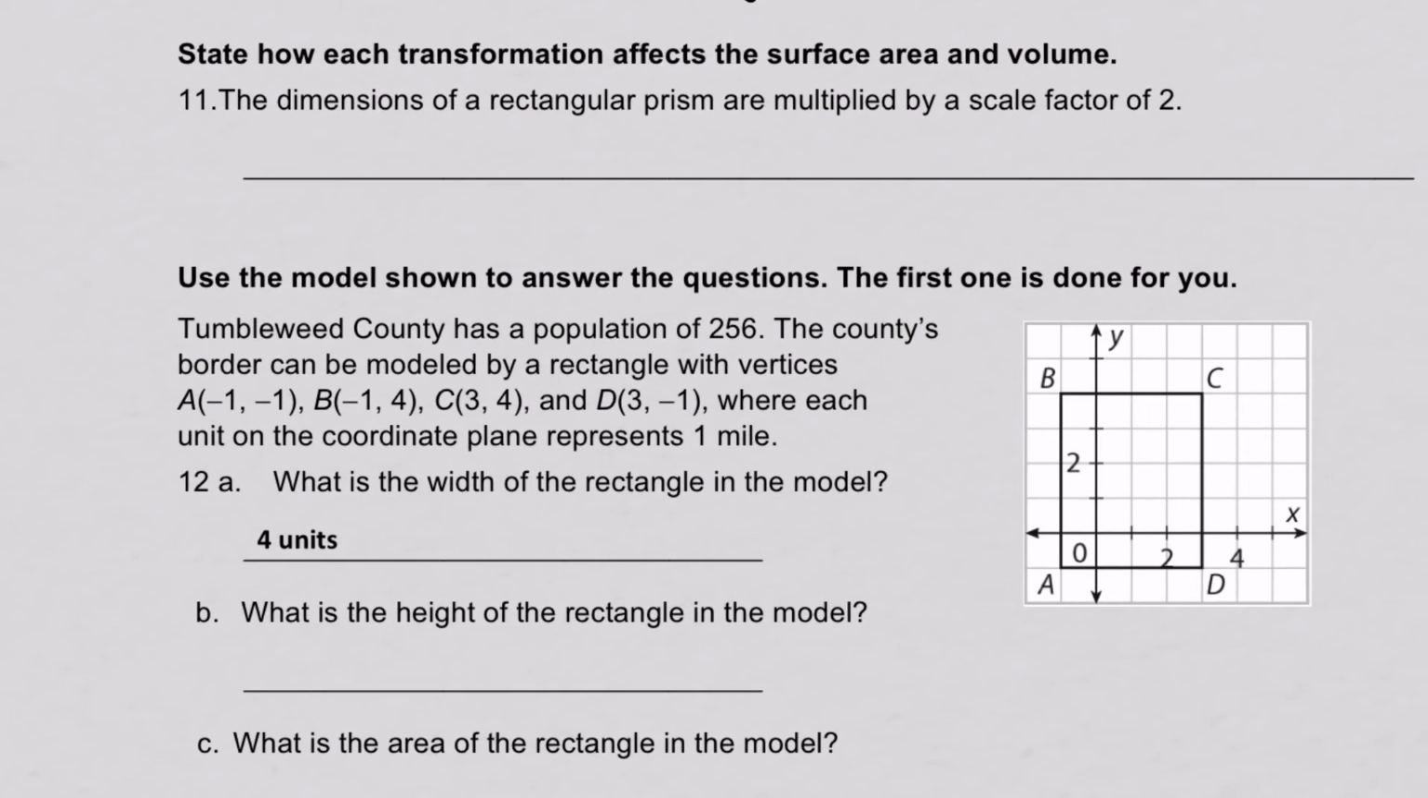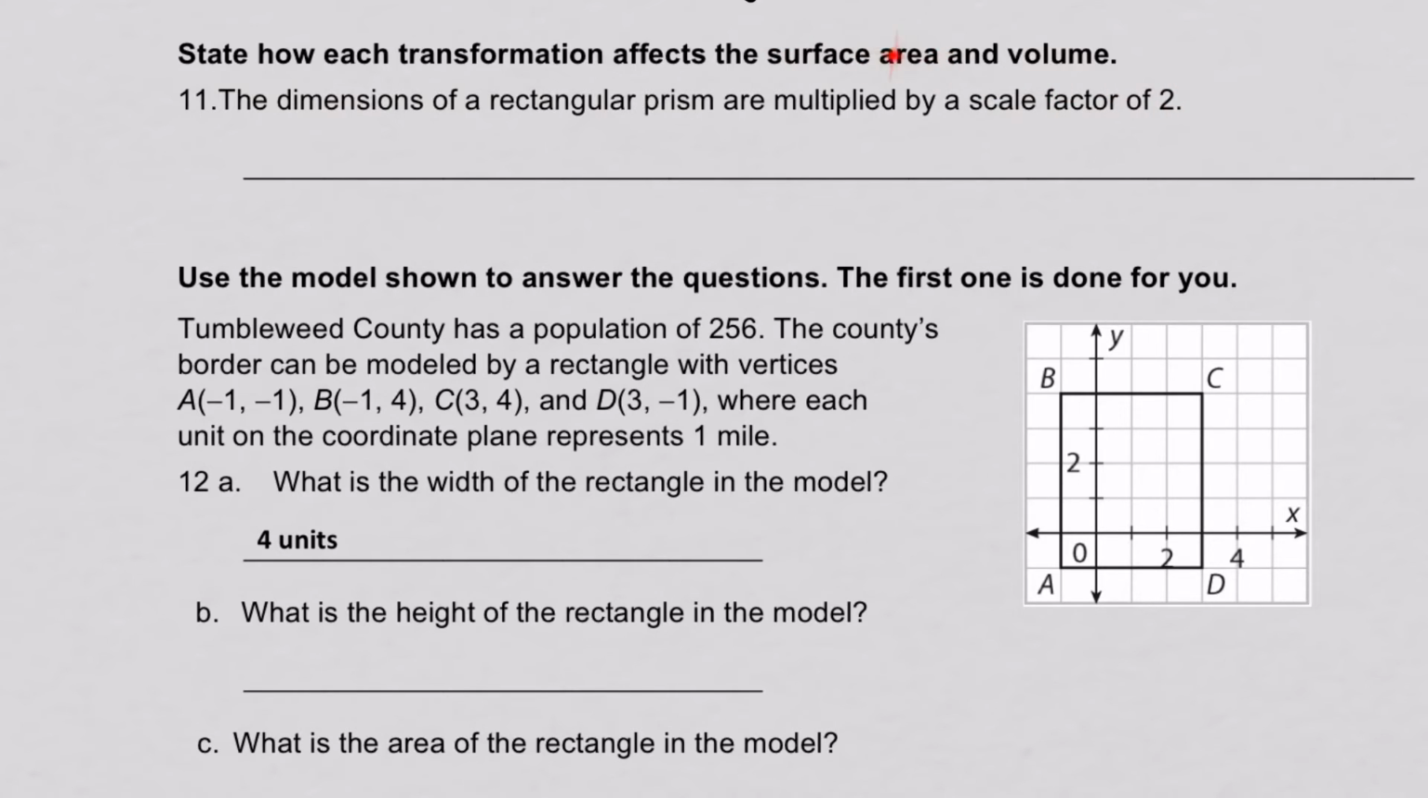Okay, number 11, kind of the same idea. The dimensions of a rectangular prism, now we're talking about a prism, therefore they're asking us for the surface area and the volume. The dimensions of a rectangular prism are multiplied by a scale factor of 2. Now it doesn't say which dimensions, it just says the dimensions. That pretty much tells me that all of the dimensions of the prism were multiplied by 2. All right, so the length, the width, and the height all were multiplied by 2.